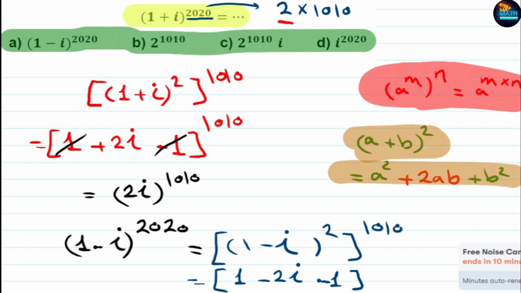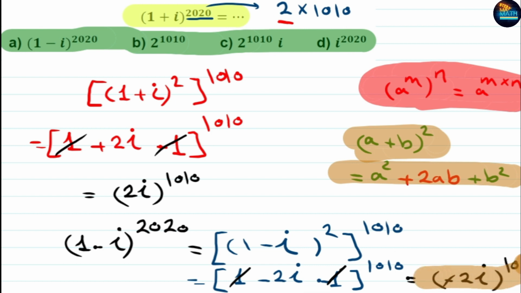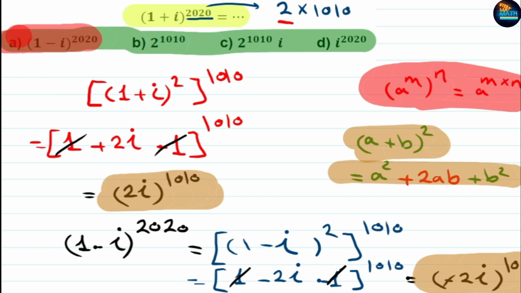All right. Now, here you are left with negative 2i to the power of 1010. And remember, the power is even, so there is no need to write down the negative. Just get rid of the negative. So the answer will be 2i to the power of 1010. It's the same answer that we got before. Interesting. So the answer is the first choice, which is 1 minus i all to the power of 2020.